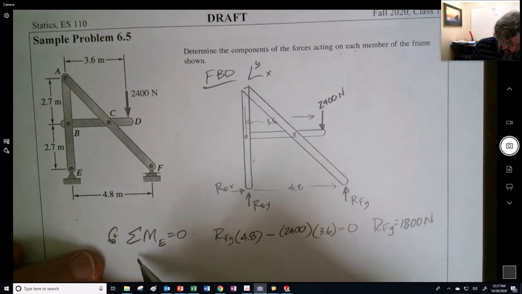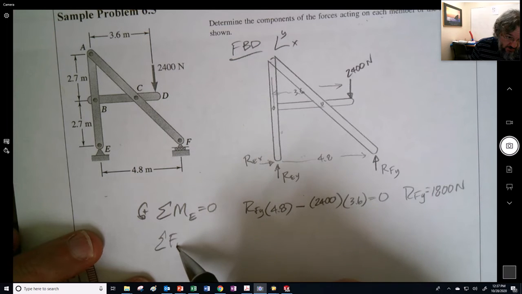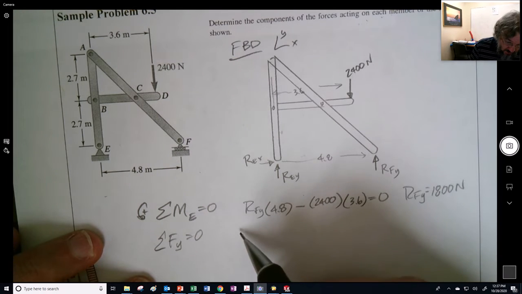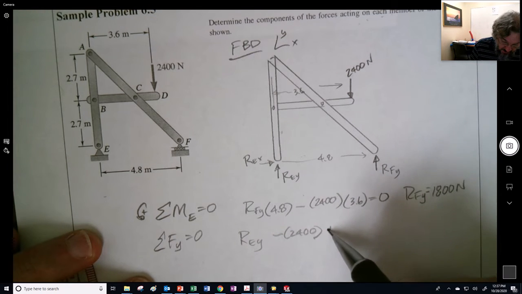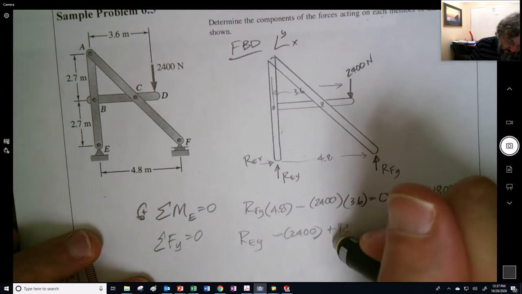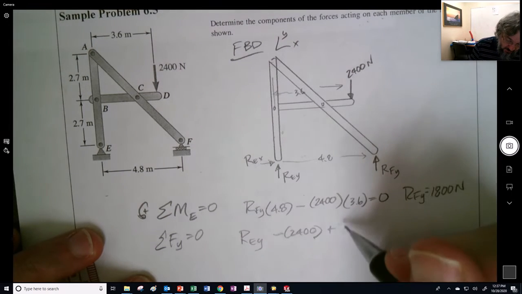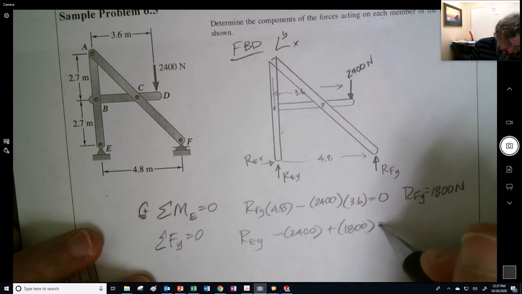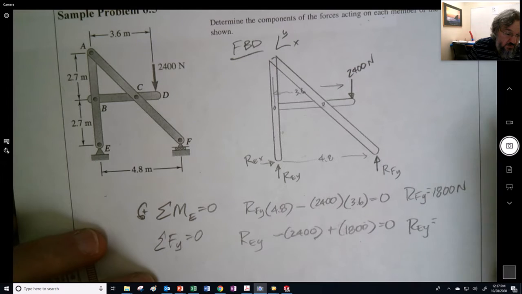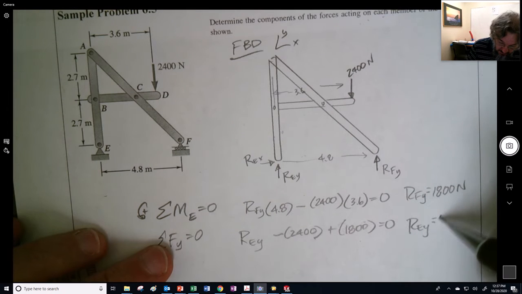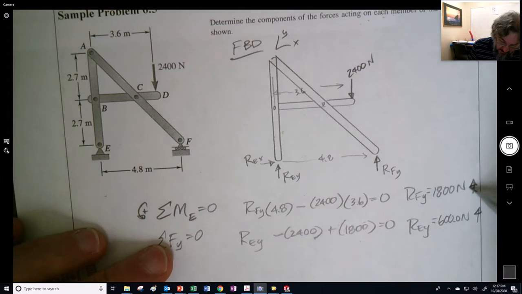And then the sum of the forces in the y direction, and we're going to have our Ey minus 2,400, and then plus Fy. Whoop, we already know this answer. So that's plus 1,800. So we get our Ey is equal to, what is that, 600? Yeah, 600. And this is up, and we said this is up, so we're clear.